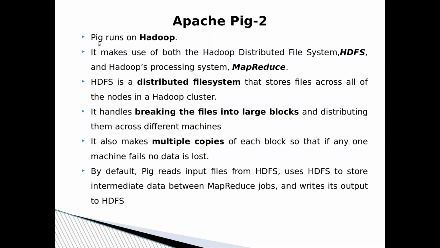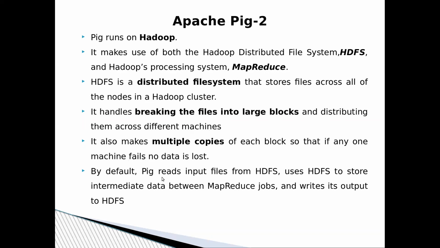Now, a few things just to keep in mind. Pig runs on Hadoop, and it makes use of both HDFS and the processing capability of Hadoop, that is MapReduce. So Pig can use both HDFS and MapReduce. HDFS, as you know, is a distributed file system that stores files across all of the nodes in a Hadoop cluster. And how does it do it? By breaking the files into large blocks, distributing them across different machines, and making multiple copies of each block, so that if any one machine fails, no data is lost, right?